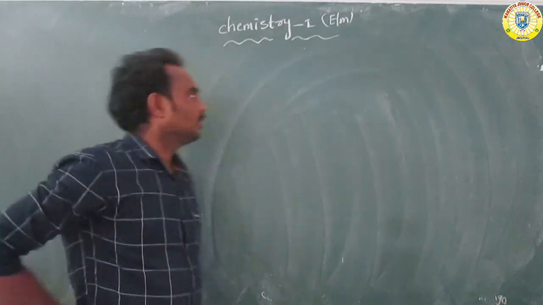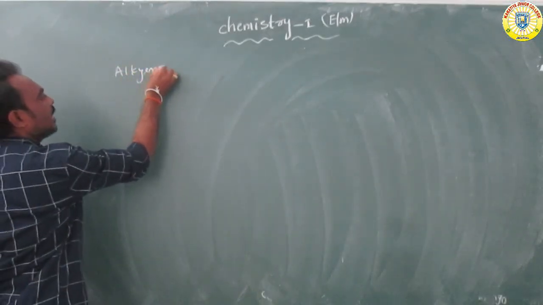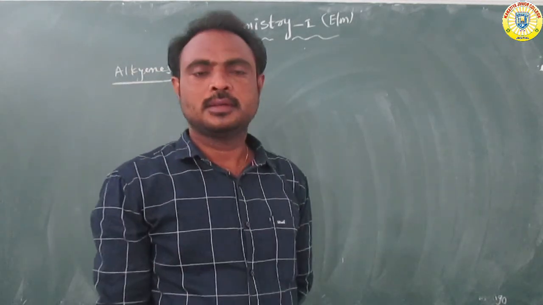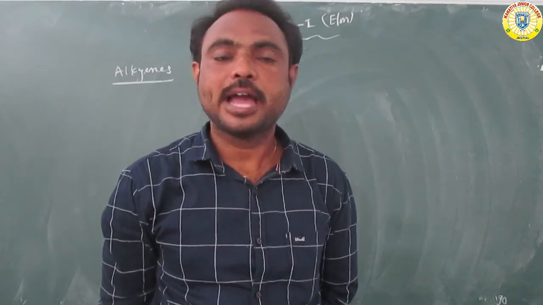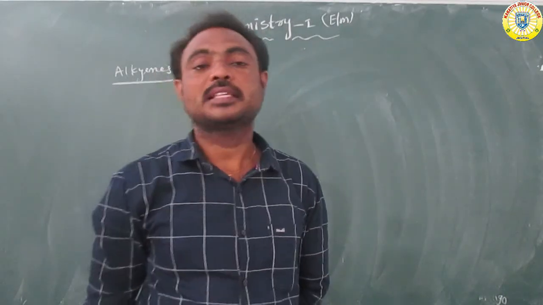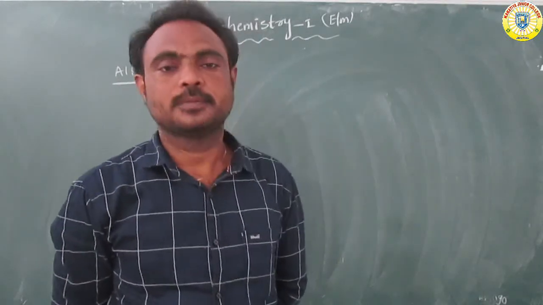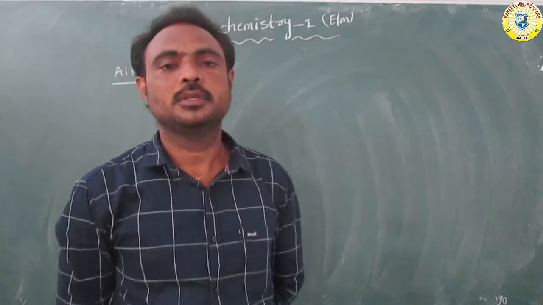Today's topic is alkynes. Okay, alkynes. These alkynes are unsaturated hydrocarbons because they contain a triple bond. Okay, alkynes contain triple bond compounds.